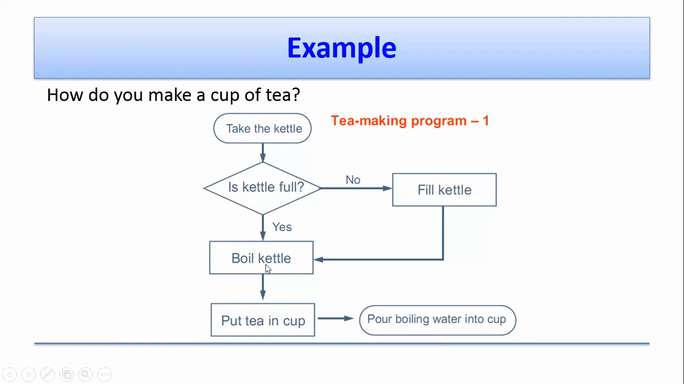This rectangle represents a process. There are three processes: fill the kettle, boil kettle, put tea in cup. Sometimes it may take these three processes, sometimes there may be two. So once the kettle is filled, there are two processes. Here, this is a decision symbol, so according to this decision, the path is changed. This is the starting point, this is the ending point, the start and terminate point. In programming we call this termination.